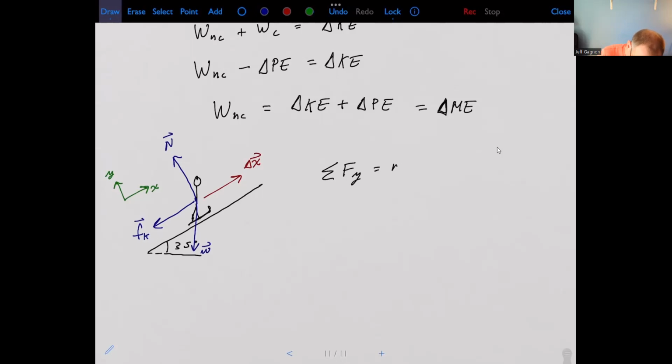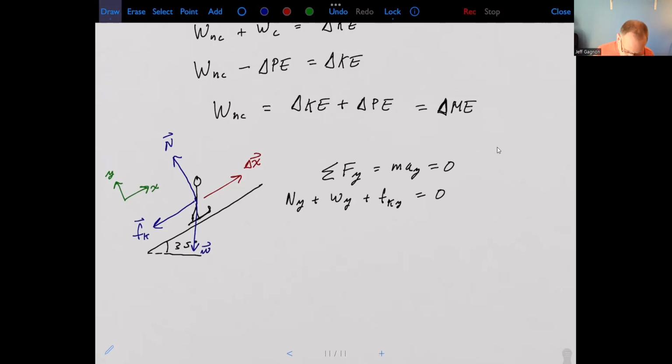And that's going to be m a_y, which is 0 in this case because the skier is not leaving the ramp, right? They're just going up the ramp. They're not leaving it in the y direction. So sum of the forces in the y: I have the y component of the normal force plus the y component of the weight plus the y component of the kinetic frictional force. That's got to equal 0.